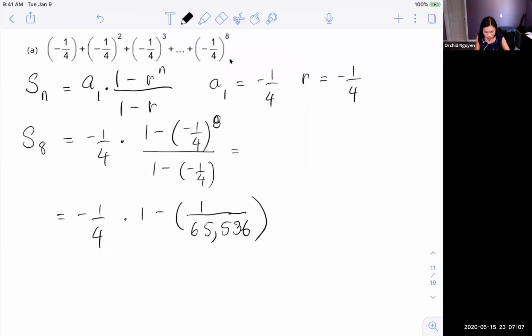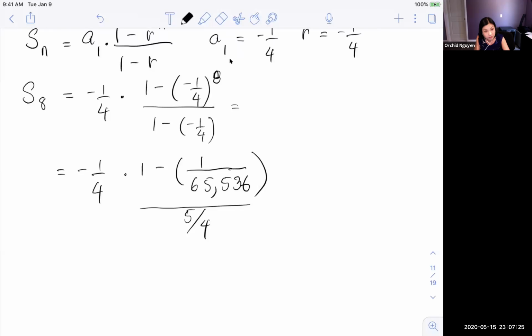And then you subtract from 1. So if I get the LCD, it's 65,536 minus 1. That one should be easy. And then on the bottom, we have 1 plus 1/4, which is 5/4. And you can see that -1/4 right there, and then you divide by a fraction on the bottom. So I can just flip it and multiply by the reciprocal. If the 4s cancel out, I'm going to get -1/5 here.